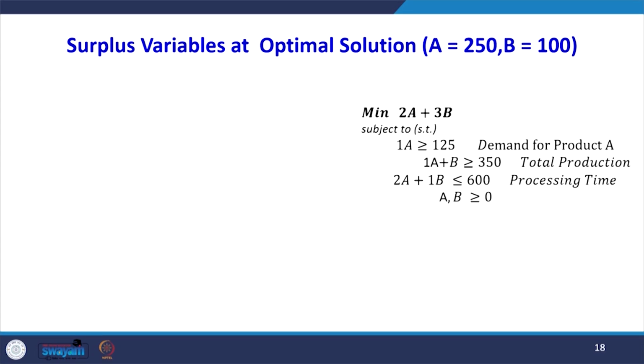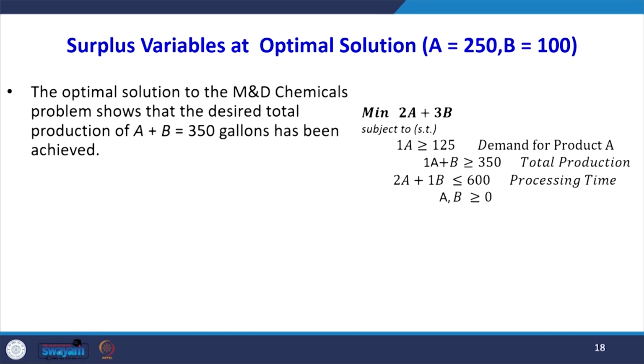Unutilized resources. Whenever your constraint is less than or equal to type, the variable which you add on the left hand side is called slack variable. Now there are two constraints, out of 3, that are greater than or equal to. So you will be adding another variable here, and that variable is called surplus variable. Let us see what is the meaning of this surplus variable.